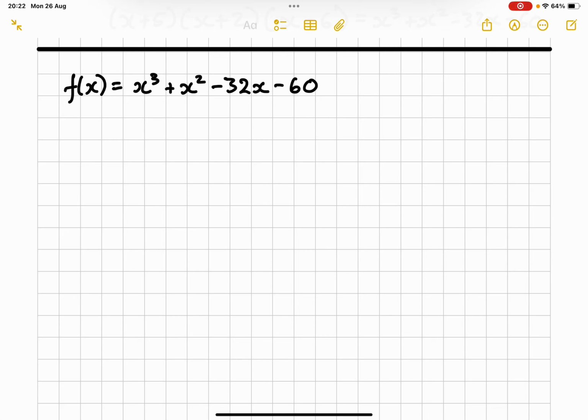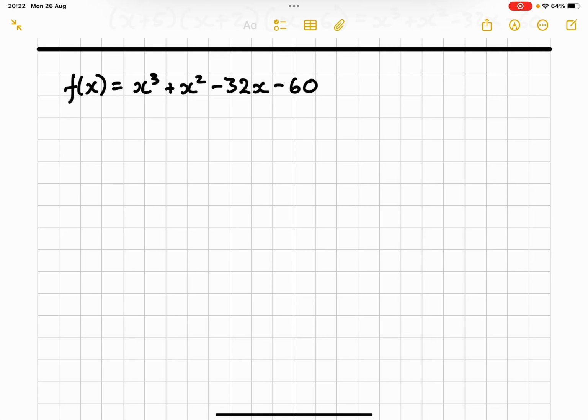So go to mode 3 for table, then type this straight into your calculator. So alpha x cubed plus alpha x squared minus 32x minus 60. Then you're going to hit equals, then g of x, you don't need anything. Then for your start, say -5, and for your end, say 5, and then your step, just say 1. Then it's going to give you your table of values, basically.